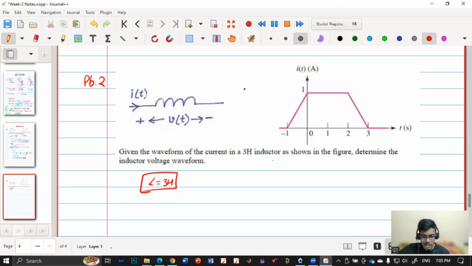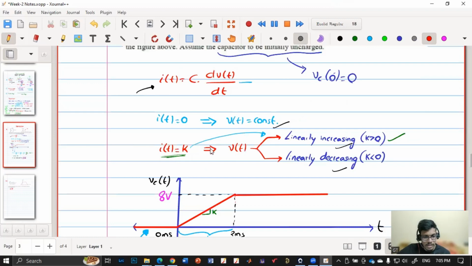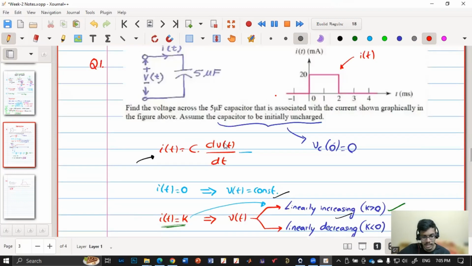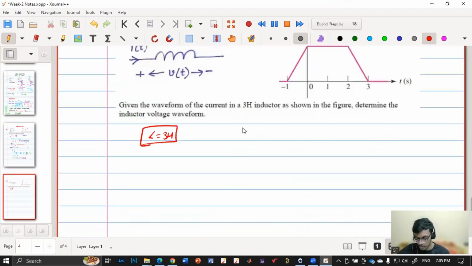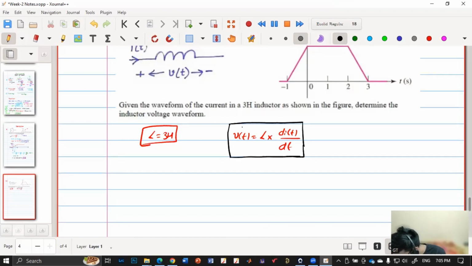So this is just vice versa. Previously, they were giving this information and we needed to integrate it. Now they have given the current information. So what is the relation of inductor voltage and inductor current? EL equal to L into di by dt. Yes, so it is L into di of t by dt. So now we have to differentiate it. Okay, let us differentiate it.